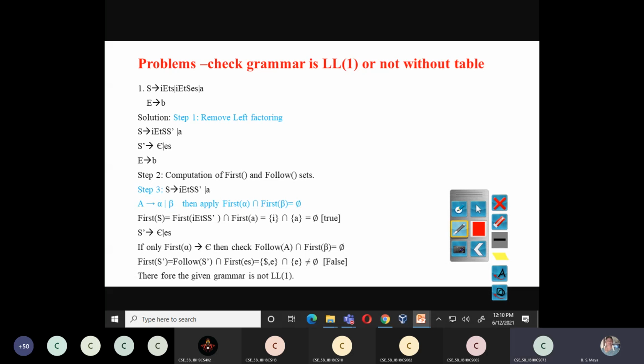Ma'am, here there is no need of removing left recursion. Left recursion is not there in the given grammar. In this 2019 problem, if we get two productions in the same grammar and it is not an LL(1), then we cannot trace the input string, ma'am.